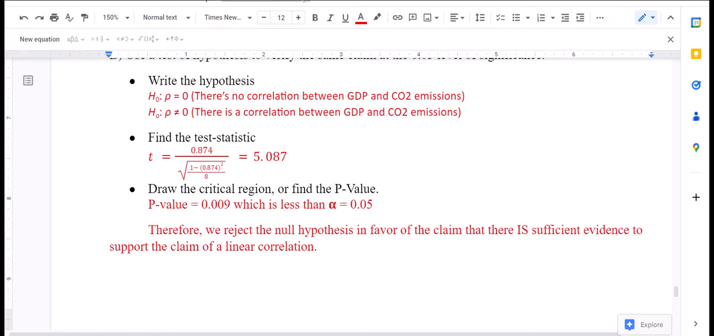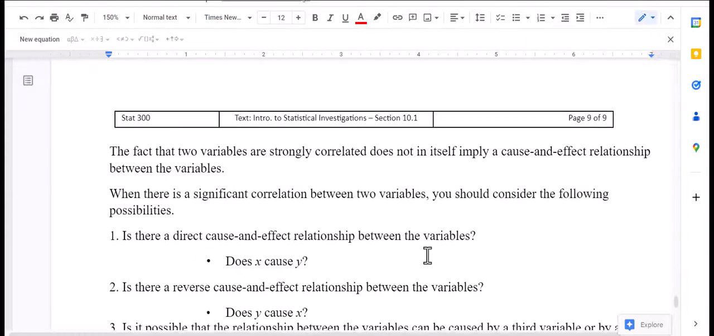Therefore, since our p-value of 0.0009 is less than our alpha 0.05, we reject the null hypothesis in favor of the alternative, that there is sufficient evidence to support the claim of a linear correlation. That's what the alternative hypothesis says. All right, so then that's how you do this in Statcrunch.